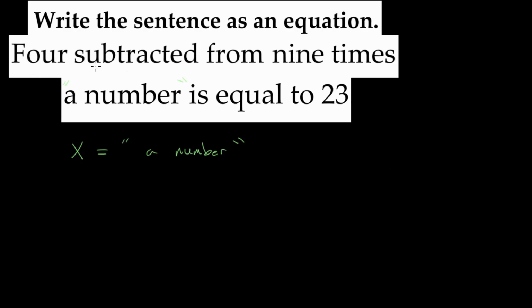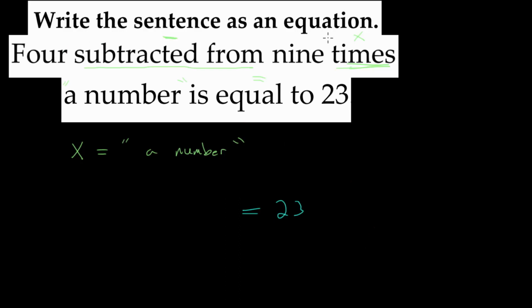And we know that subtracted from, we'll use the subtraction sign. We know that when we say times, 9 times a number, we're dealing with multiplication. And when we have is equal to, we can use an equal sign from that. So let's start with the right-hand side. It's equal to 23. Let's write that in. That might be the most transparent part of this.